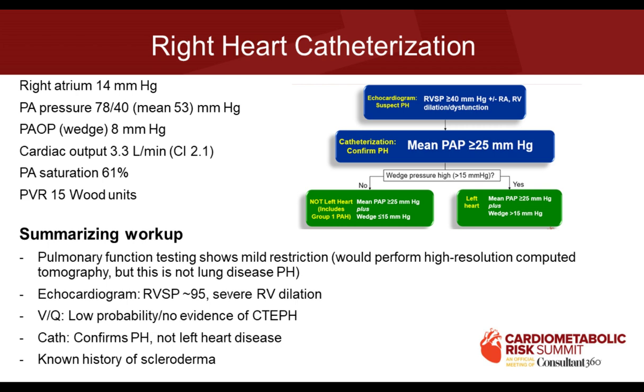So here's her heart catheterization. PA pressure is 78/40, mean is 53, so a little lower than we got in the echo, but still plenty high. And her wedge pressure is 8. So this does not look like left heart disease pH, and in the setting of all of the other tests that she's had done, this would be consistent with group 1 PAH. So we've looked for left heart disease with the echo and the cath. We've looked for lung disease with chest x-ray, lung function, and probably CT. Even a little bit of lung disease still doesn't put you in a different category here. We've done a VQ scan, and then we have the known history of scleroderma.